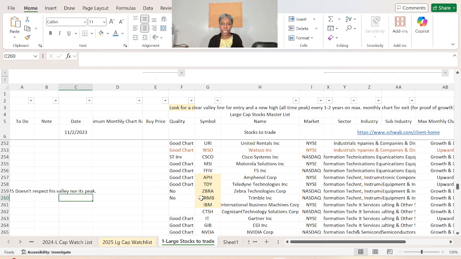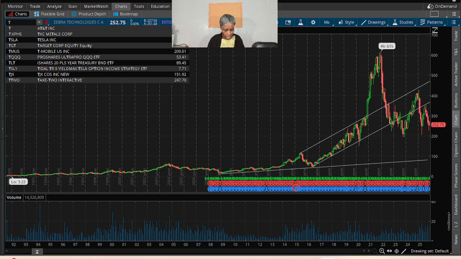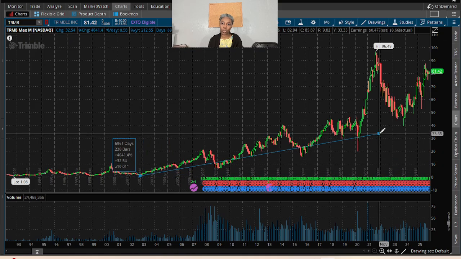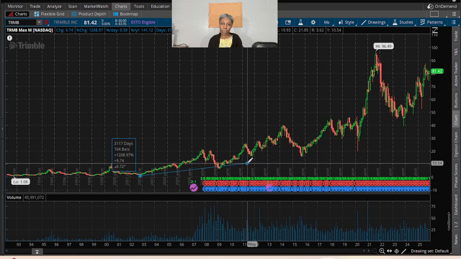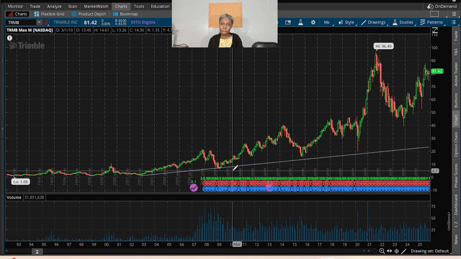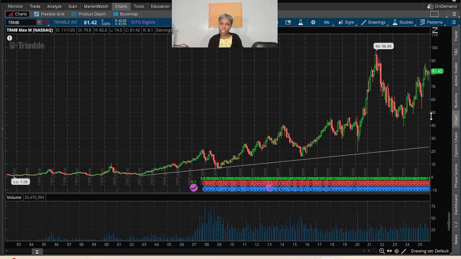Okay, so the next one is TRMB. TRMB. So TRMB, clearly I can see higher lows at the valley here. And we can continue tracing those, passing by those obvious V's.